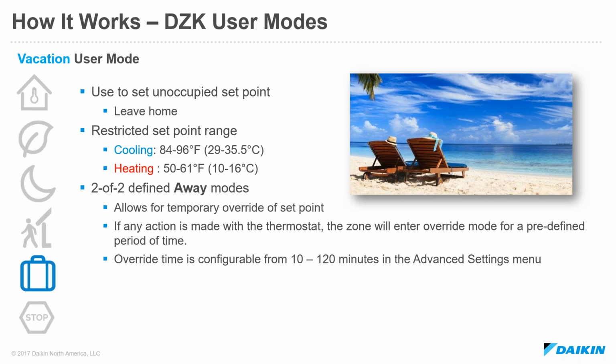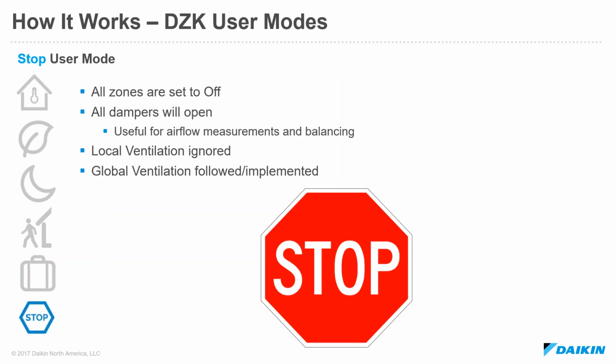In heating, we would set anywhere from 50 to 61. And then we have that same ability for maybe a housekeeper, a dog walker, maybe just your neighbor coming to check out your house and watch your TV. You can override these vacation user mode set points for that pre-configured override time, and then the DZK will resume that vacation user mode set point after that predetermined period of time.